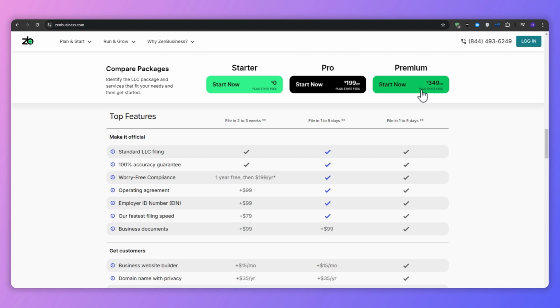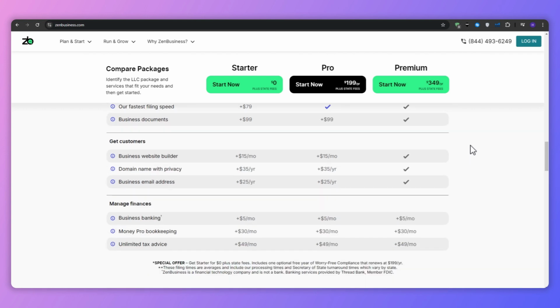And some of the top features is that you would get your business documents done, domain name and email address, plus the business website builder. I would say that this is a good plan for those who want comprehensive support and are willing to pay a bit more for peace of mind. However, in my opinion, I think most of the services that you can get in the premium plan, you can actually get them done yourself for free. So your pro plan is most likely your best option.